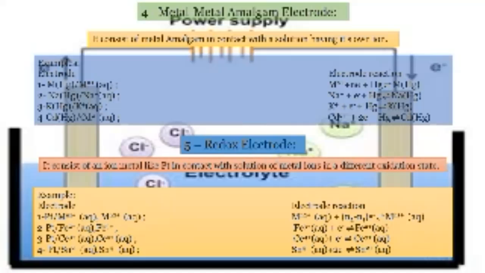The electrode reactions are noted there. You can see that Fe3+ plus electron gives you Fe2+ aqueous. Ce4+ aqueous plus electron gives you Ce3+ aqueous. Sn4+ plus electrons gives you Sn2+ aqueous.